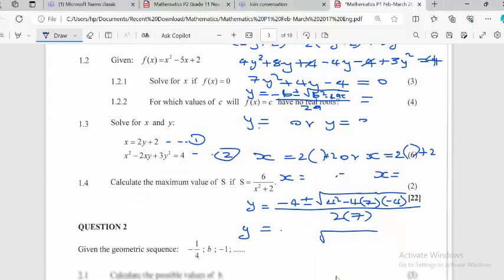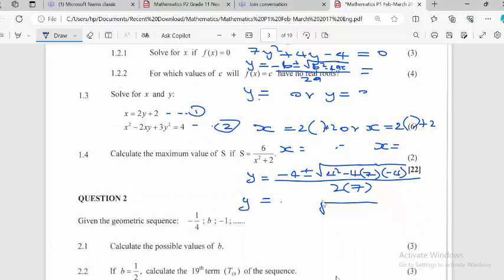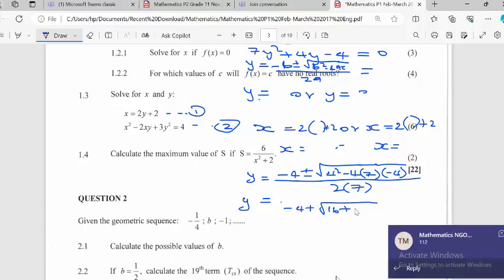So this will be 16 times 7. What is 16 times 7? So this will be positive whatever, 16 times 7. And then we still have that negative 4 here. So I'll just have it as plus 112. So I've got 112 over 14. And the other one is obviously negative 4 minus square root of. So what is 112 plus 16?